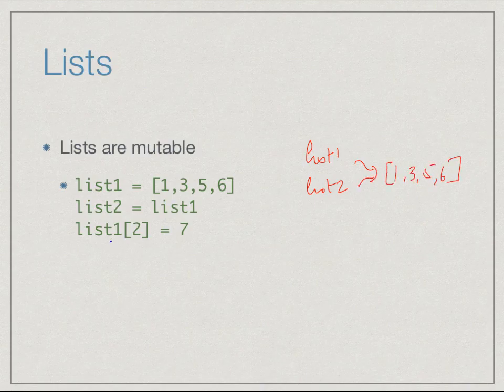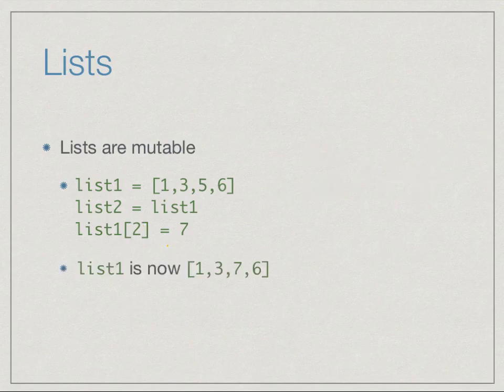So now if I take the position 2, which is this position, and replace it by the value 7, then clearly list 1 is 1, 3, 7, 6, but because list 2 and list 1 were pointing to the same object, list 2 also has the same value 1, 3, 7, 6.